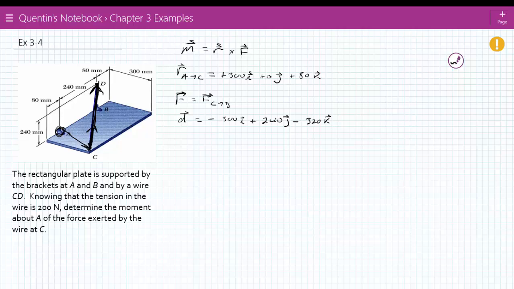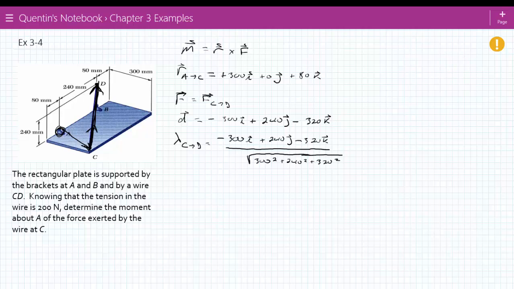Now, why are we doing that? Really, we want to know the direction. We want the lambda, or the unit vector of this. So lambda from C to D is equal to that vector divided by its own magnitude. So it's minus 300 i plus 240 j minus 320 k, all divided by its magnitude, the square root of 300 squared plus 240 squared plus 320 squared, which ends up being, by the way, 500. Nice and convenient of them.